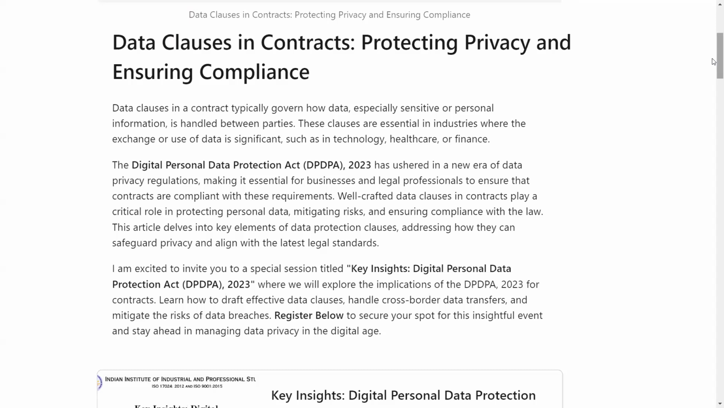Well-crafted data clauses in contracts play a critical role in protecting personal data, mitigating risk, and ensuring compliance with the law. This article delves into key elements of data protection clauses, addressing how they can safeguard privacy and align with the latest legal standards.